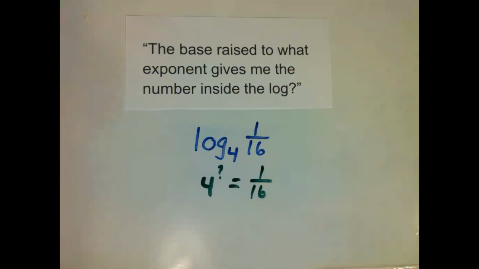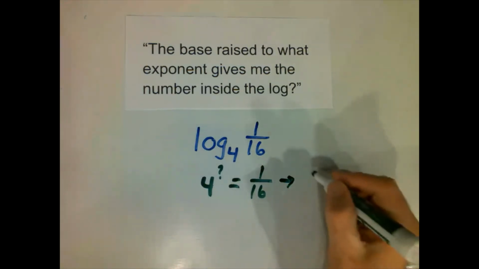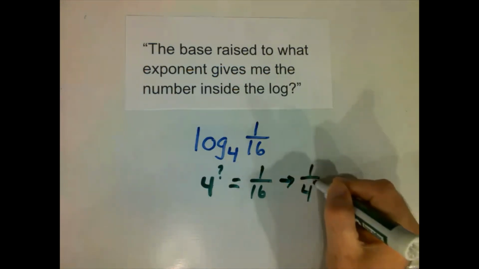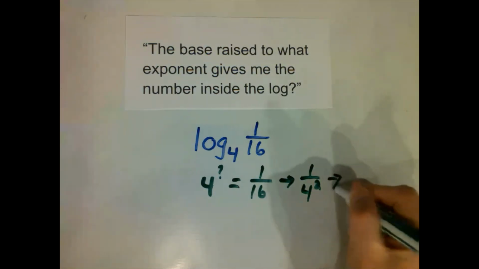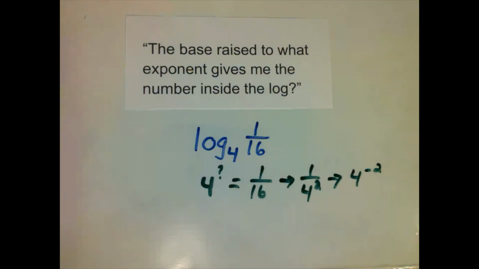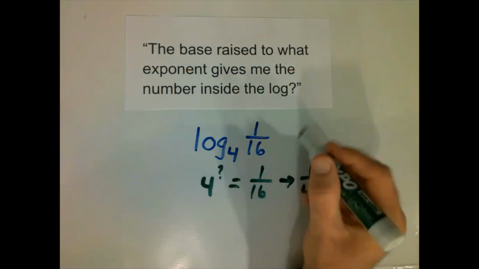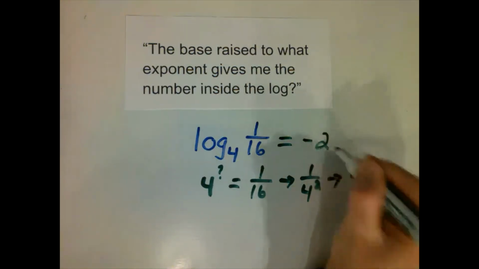We do need to use some exponent rules to help us out. So 1 over 16 we could rewrite as 1 over 4 to the second power, which we can further rewrite as 4 to the negative second power. All right, so what's the exponent in this case? It's negative 2. So we could say log base 4 of 1 over 16 is equal to negative 2.